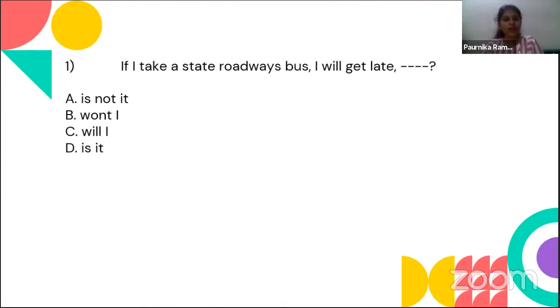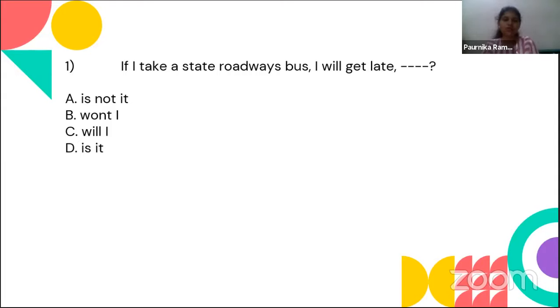All right. If I take a state roadways bus, I will get late. When it comes to verbal ability questions, fit in all the options. This is a very easy question. You can fit each option into the question and read out the sentence once again to see whether the option that you have fits it best or not. So: is it not, won't I, will I, is it?